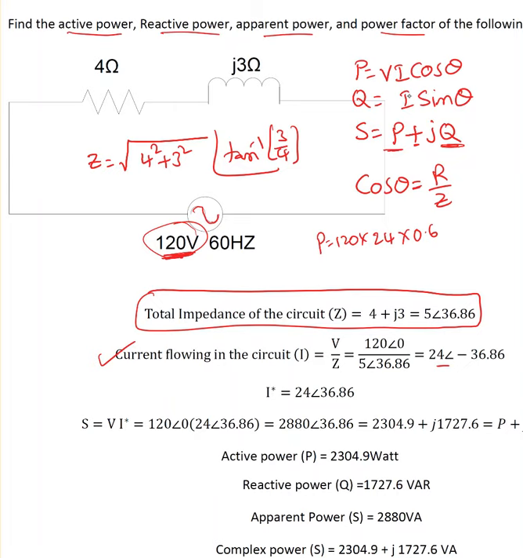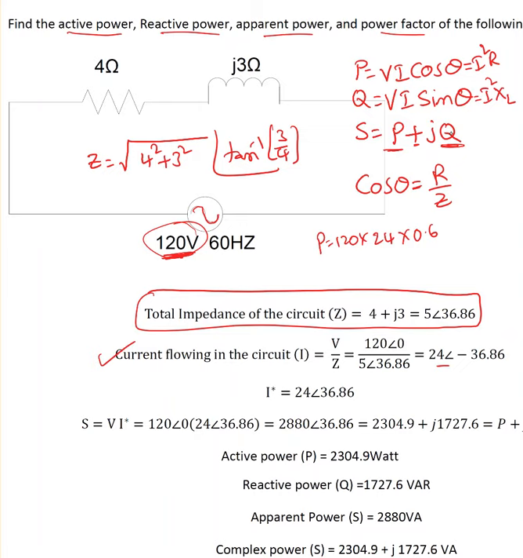P equal to VI cos theta. Reactive power, Q equal to VI sin theta. And apparent power, S equal to P plus jQ, or cos theta equal to R over Z. You can say P equal to I squared times R, and Q equal to I squared times XL. Okay, they will give you the same values.